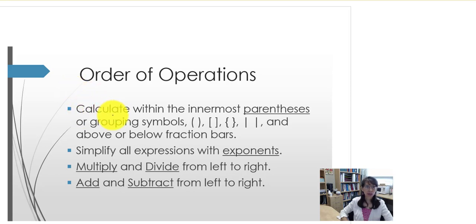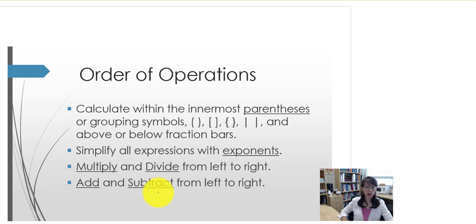First, we're going to calculate within the innermost parentheses or other grouping symbols. Besides parentheses, we'll have square brackets, set brackets, absolute value bars, and also thinking about above or below the main fraction bar. We're going to simplify all expressions with exponents next. After that, we will multiply and divide as those operations appear in the problem from left to right. And the last step is to add and subtract as those operations appear from left to right.